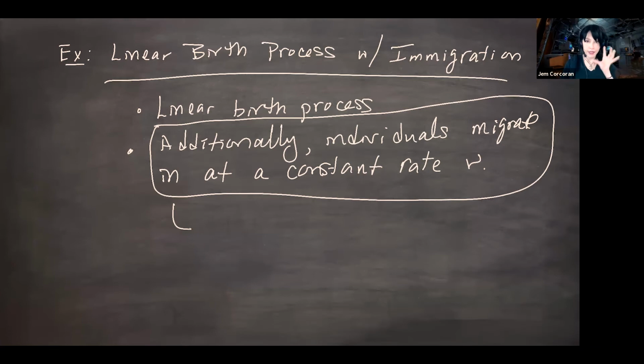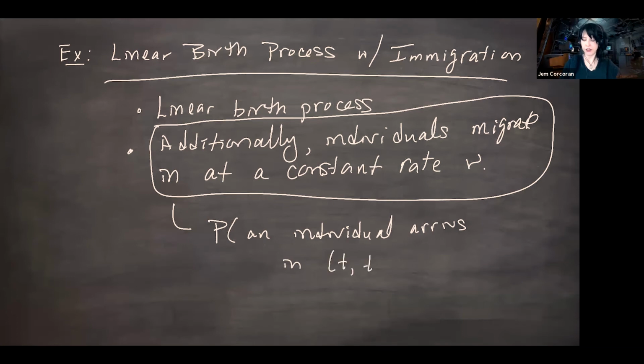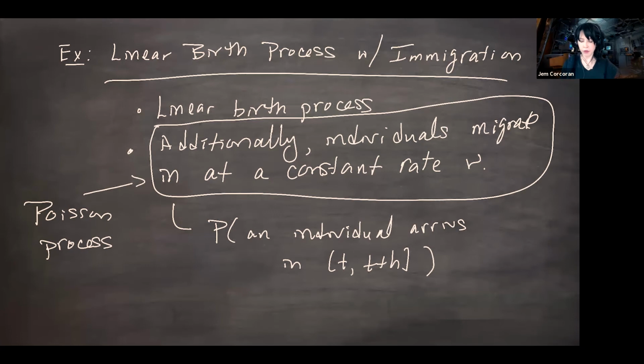This actually means, the definition of this is the probability an individual arrives in a tiny time interval from t to t plus h. Well, you know what this means, actually. This is a Poisson process. The constant rate thing is like a birth process with a constant rate, and that's a Poisson process. So that means that the probability of one arrival in a tiny interval of time is going to be nu times h plus little o of h.